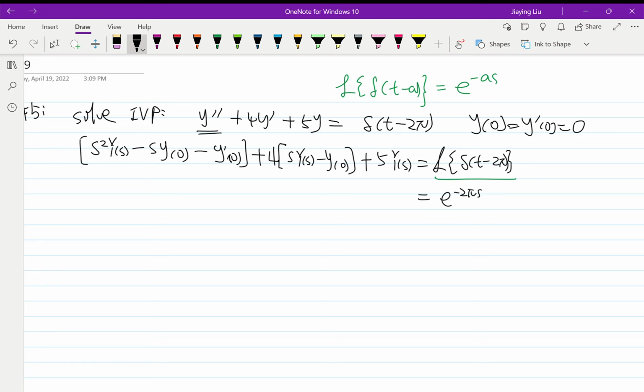What about the left hand side? We're just going to plug in all the initial conditions we know, y of 0 equals 0, y prime of 0 equals 0. So this part becomes 0, that's also 0, that's 0, which is good. We get rid of quite a few parts. So we have s squared capital Y of s from the first bracket, plus 4s capital Y of s, plus 5 capital Y of s, equals the right hand side.